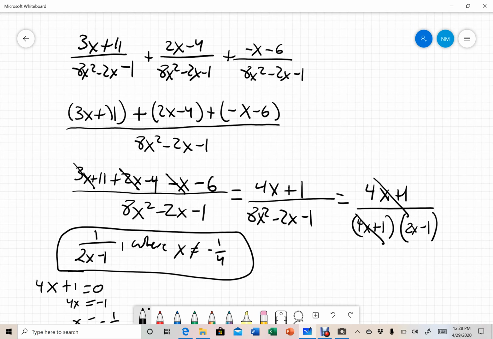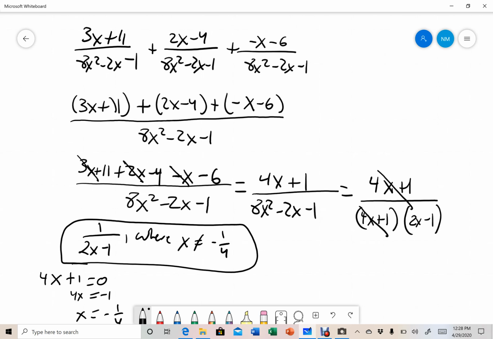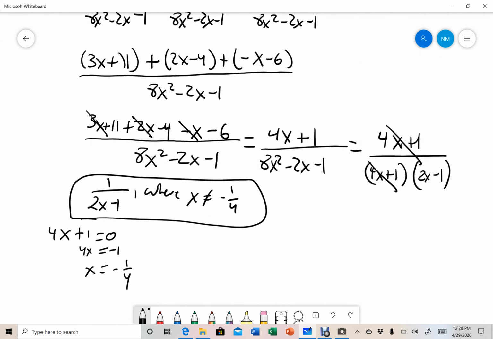We combine them all together. We combine our like terms. Then once we've combined our like terms, we factor. And once we factor, we cancel. And then whatever's left over is our answer, including our excluded values that we have to determine at the end according to what was canceled on those.